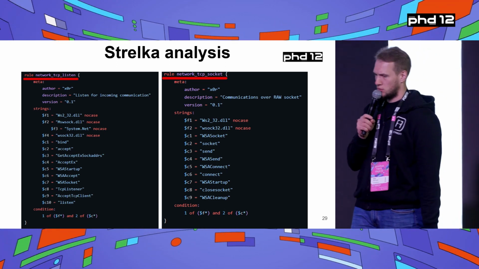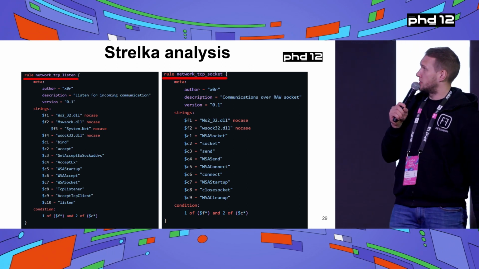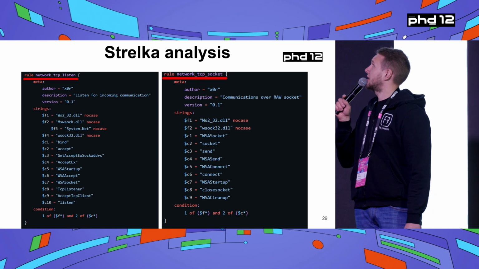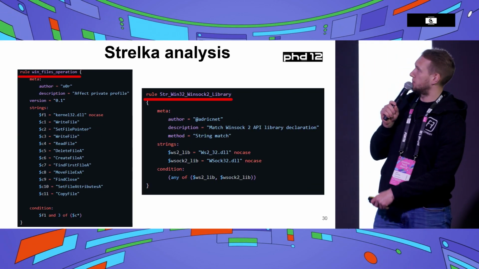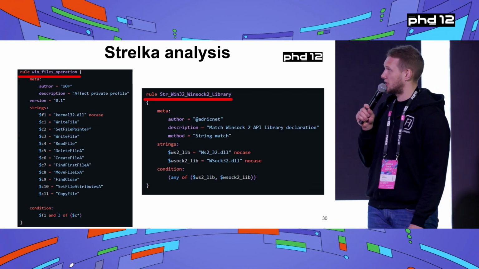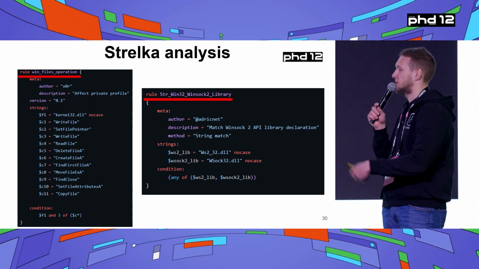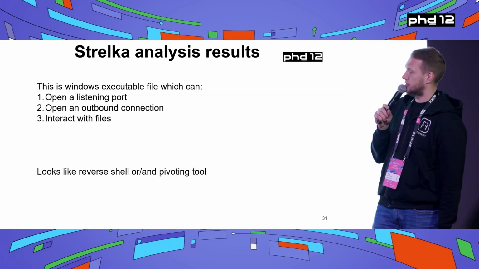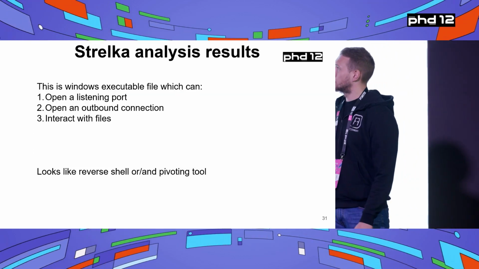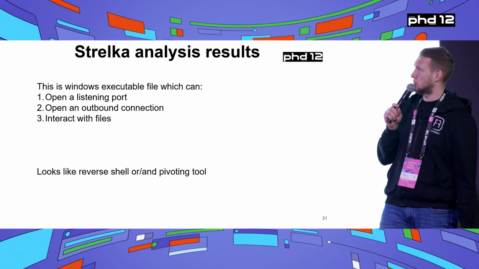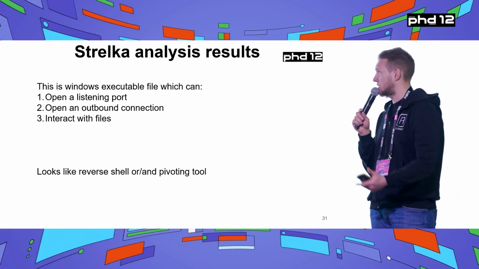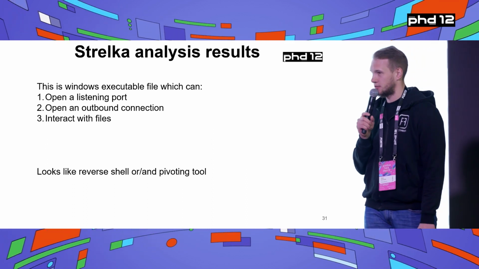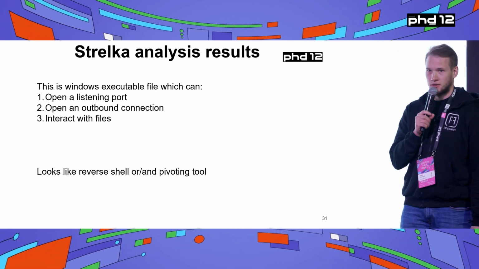So let's start with the network signatures, the YARA ones. As we see, there is a functionality to open a port and initiate a connection, a couple of other interesting things, and interaction with files and the socket library. And this is all packed in one file. So the conclusion is that it opens a listening port, it opens an outbound connection and interacts with files. It looks like a reverse shell or a pivoting tool.